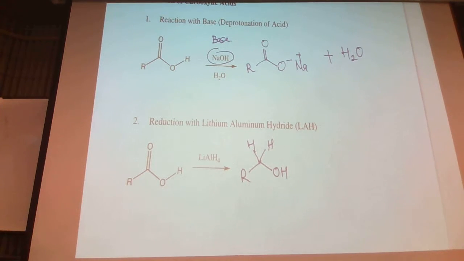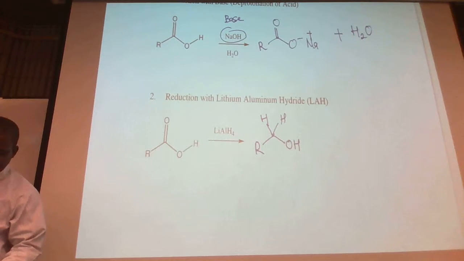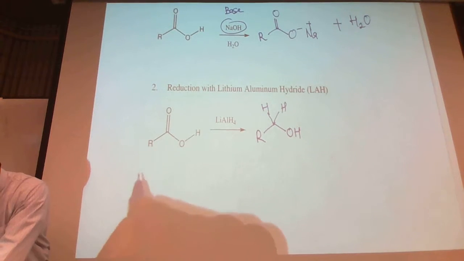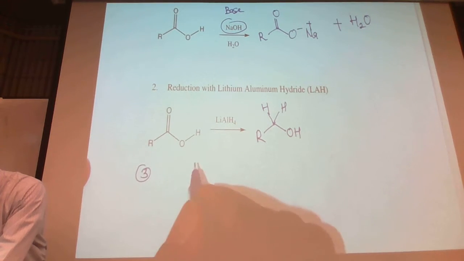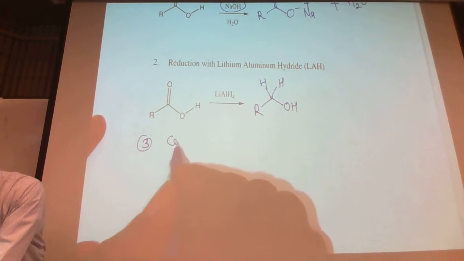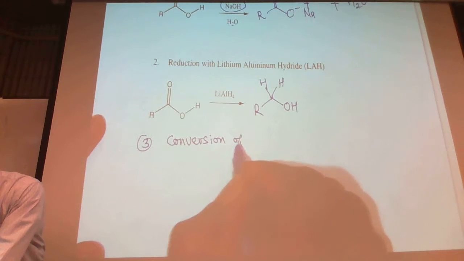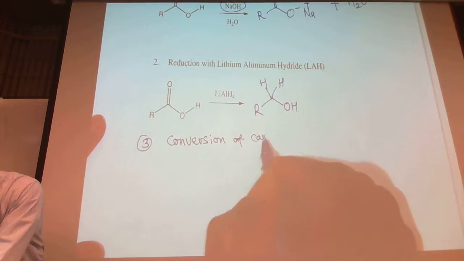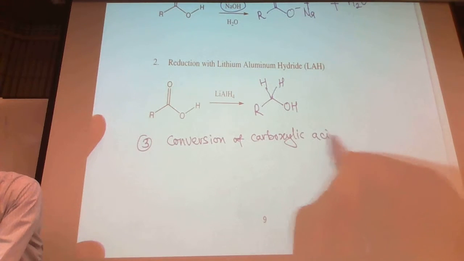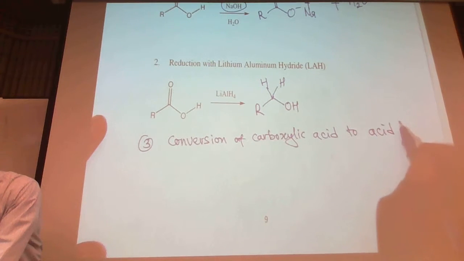So I'm going to add two reactions that were not in the book, but well, they are in the book, but in another chapter, and they are related to carboxylic acid. One of them is conversion of carboxylic acid to acid halide.